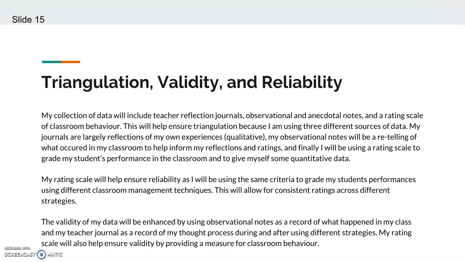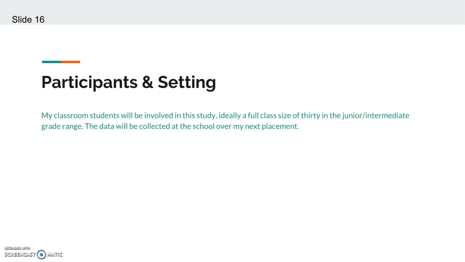My rating scale will help ensure reliability, as I'll be using the same criteria to grade my students' performances using different classroom management techniques. This will allow for a consistent rating across different strategies. The validity of my data will be enhanced by using observational notes as a record of what happened in my class, and my teacher journal as a record of my thought process during and after using different strategies. My rating scale will also help ensure validity by providing a measure for my classroom behavior.